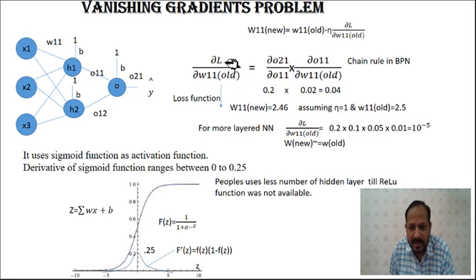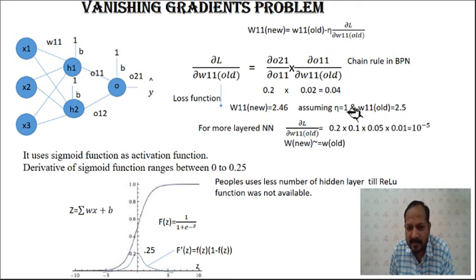So the derivative of the loss function with respect to weight W11. What are we going to find out? We are finding the effect of a change in W11 on the change in the loss function, and that we can find out with this method of the backpropagation algorithm, and this will be equal to 0.04.